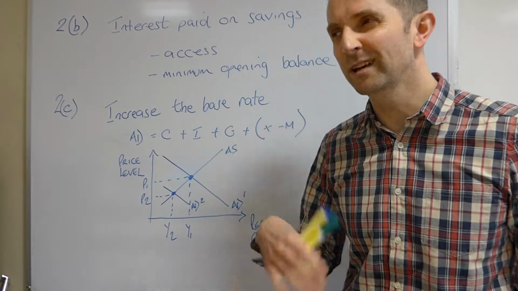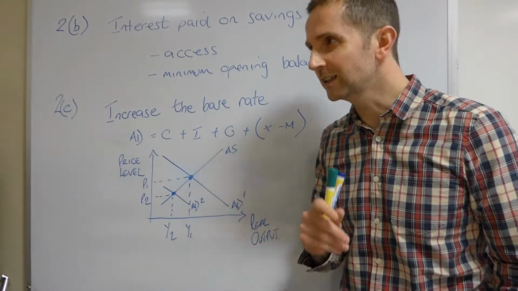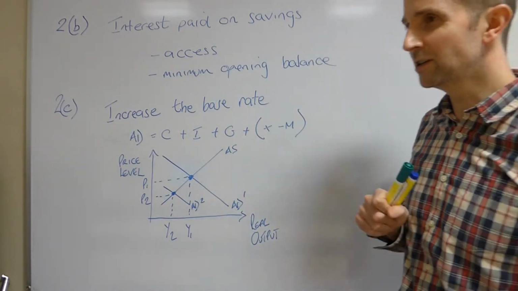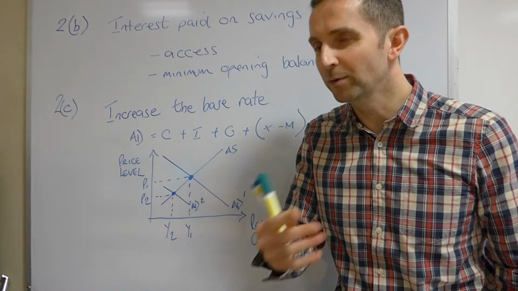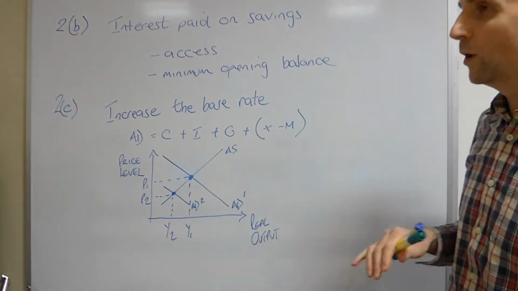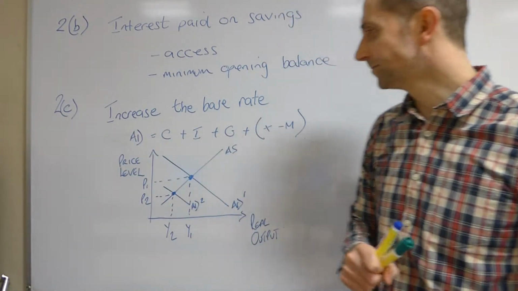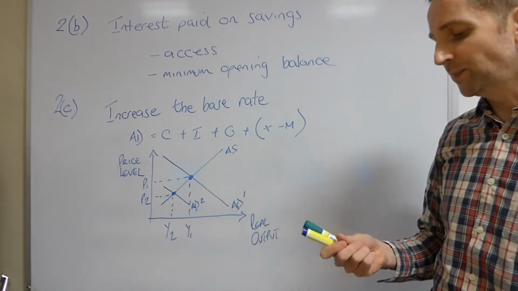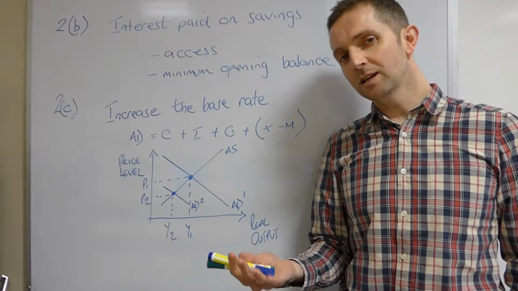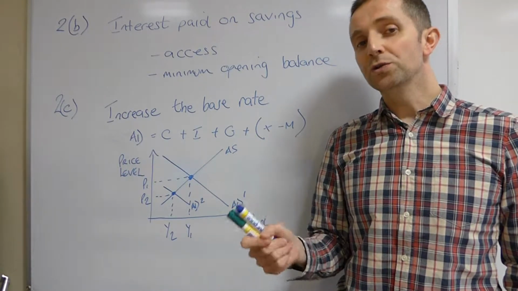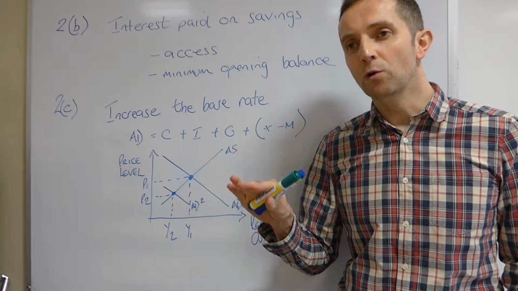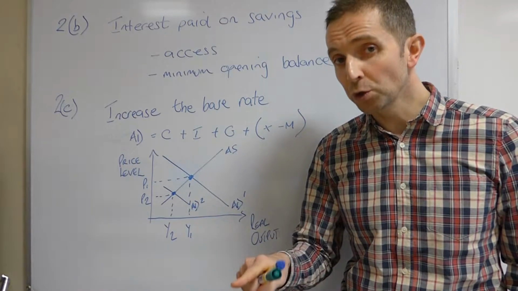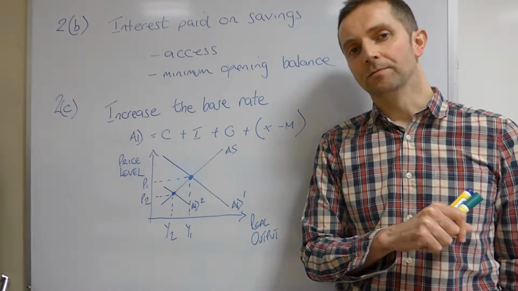A lot of you are reading too much into these questions, I think, and trying to make it more complicated than it really is. Right, question 2C. The question goes along the lines of, explain how the Monetary Policy Committee at the Bank of England would use the base rate in order to reduce the rate of inflation.